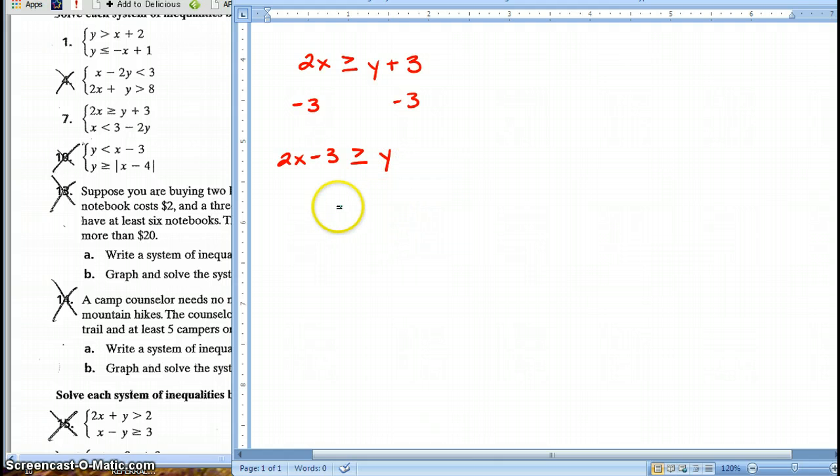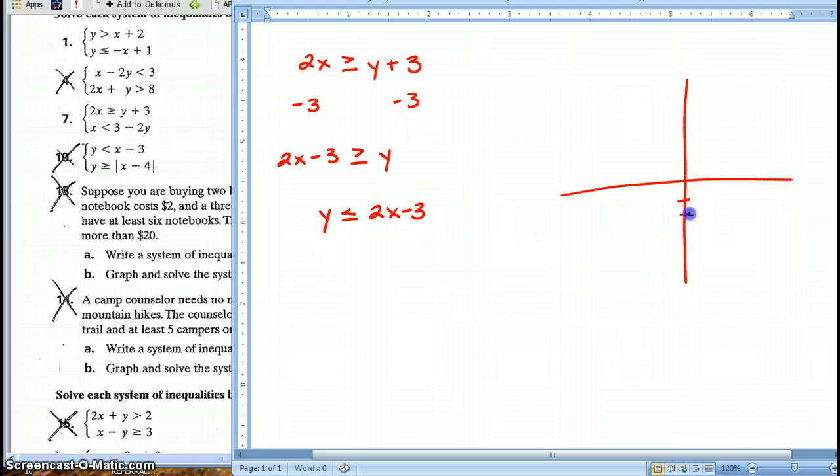Typically we have the y on the left, so if I rewrite this y, I still have to have the inequality pointing at the y. So then I would have my 2x minus 3. Since we're supposed to graph this, I know this graph would start at negative 3, and it's going to go up 2 over 1, and this line is going to be connected by a solid line.